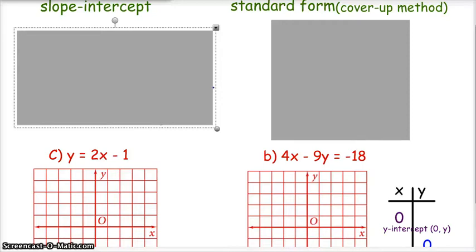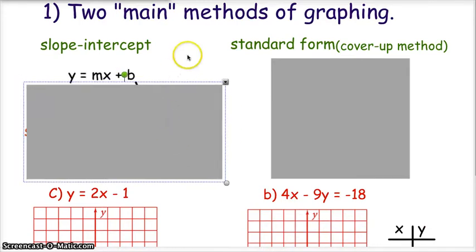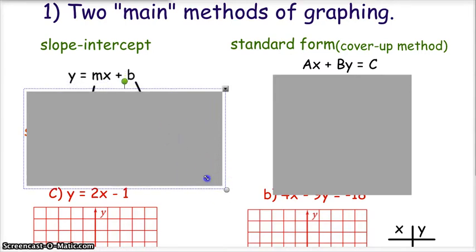Today we will be reviewing the two main methods of graphing. The two main methods of graphing are slope-intercept form, which is y = mx + b, and standard form, which is also referred to as the cover-up method, ax + by = c. For slope-intercept form, the two important variables here are going to be m and b.